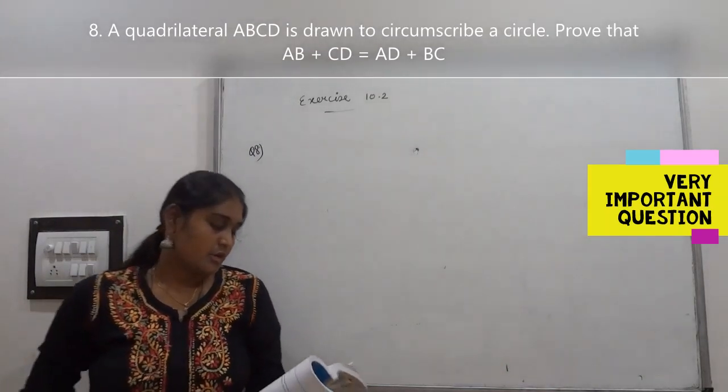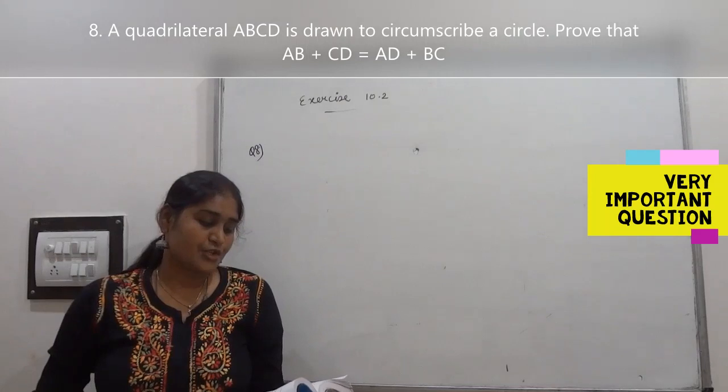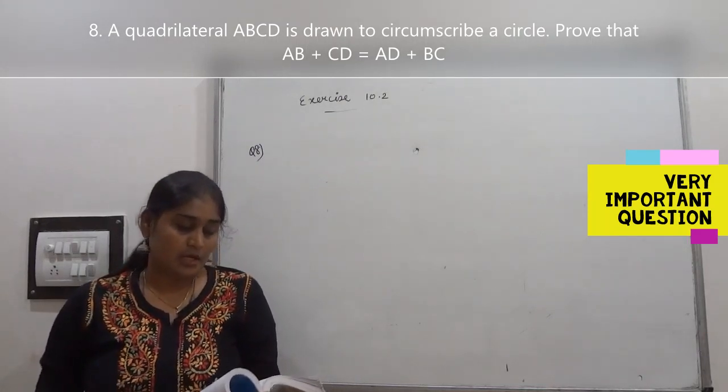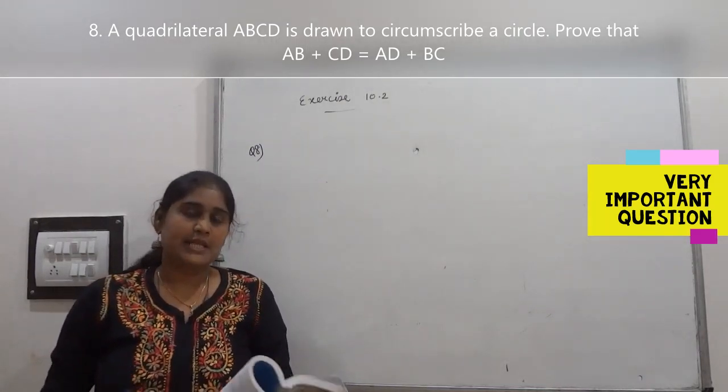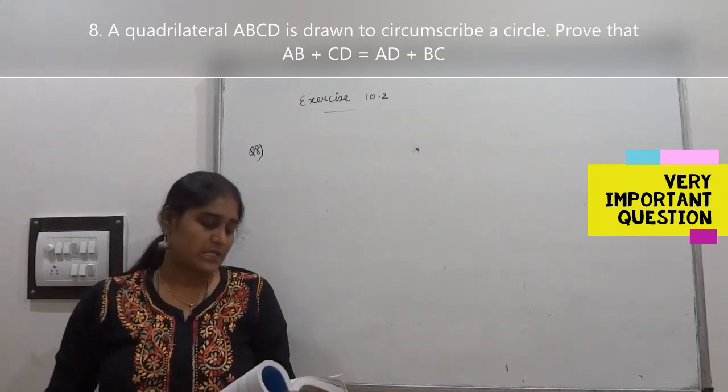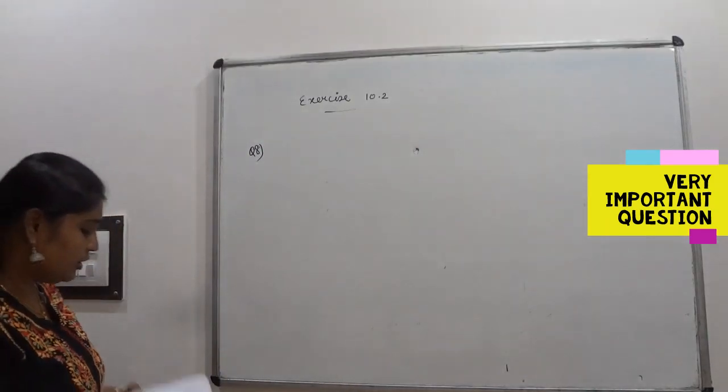Question number 8. A quadrilateral ABCD is drawn to circumscribe a circle. Prove that AB plus CD equal to AD plus BC. Figure is already given in your question.